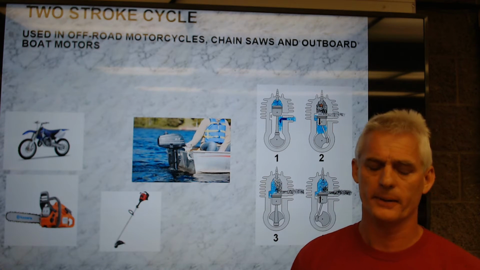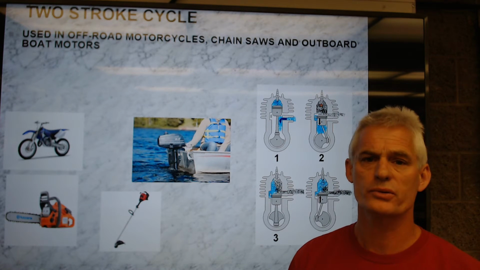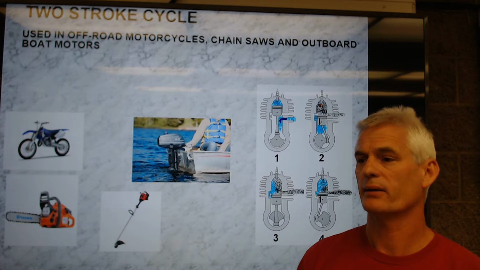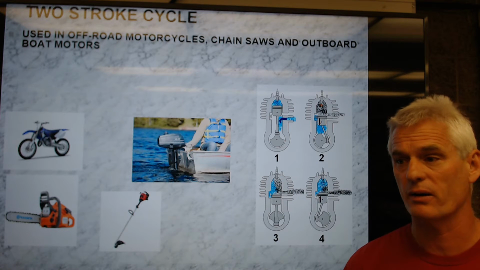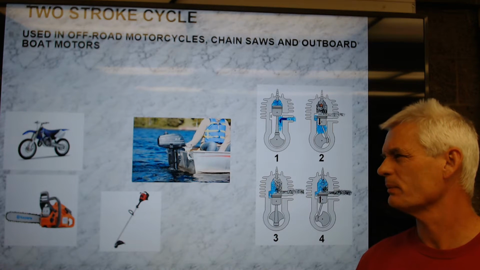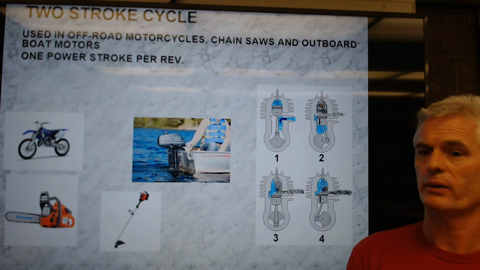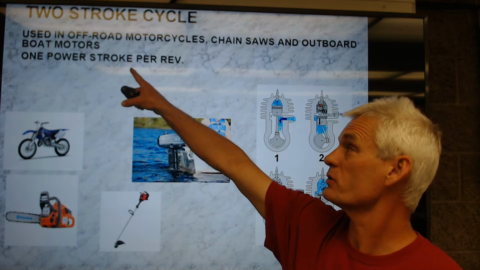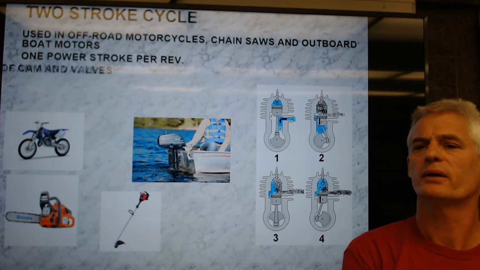So I have a Suzuki DT40. It's a 40-horse 2-stroke, and it makes 1 power pulse every revolution of the crankshaft. So they're very powerful. Their gas mileage isn't that great. The pollution is not very good, but they make a lot of power. So you get 1 power stroke per revolution, REV for revolution of the crankshaft.